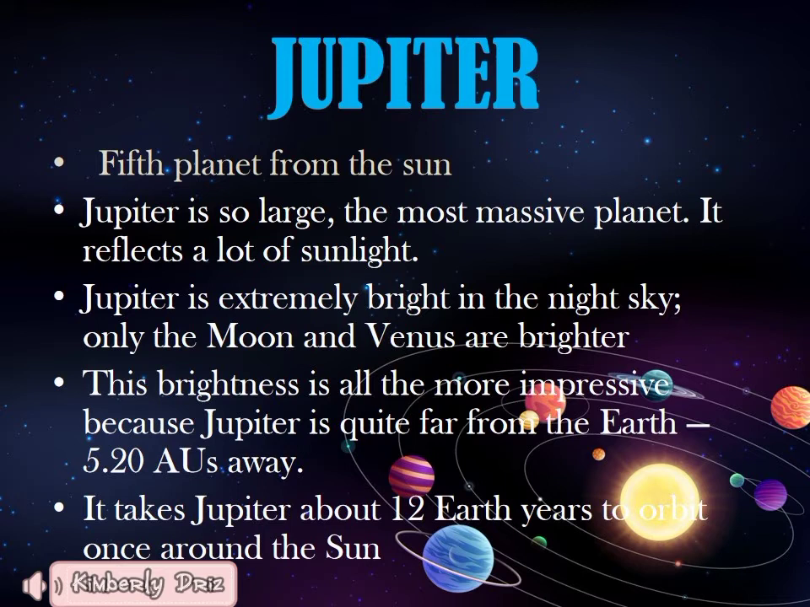Ito yung pinakamalaking moon sa ating solar system. Mas malaki pa siya sa planet Mars. The second one is the Callisto, and it is the second largest moon of Jupiter, and it is the third largest moon sa ating solar system. It is almost as big as Mercury.